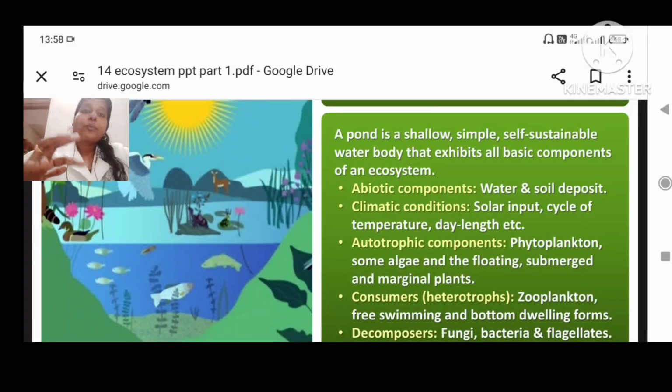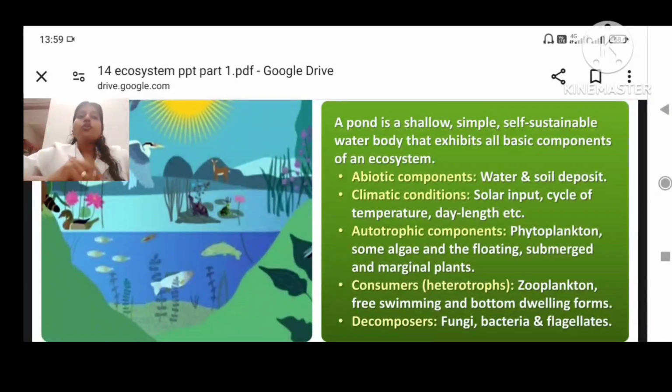Okay, then there is the autotrophic component. What do you mean by autotrophs? You have already learned: the ones who can make their own food, we call them autotrophs, right? So these autotrophic components are one of the components of the pond ecosystem, clear? In autotrophs there may be floating plants, phytoplanktons, or some floating algae. Some plants will be submerged, some plants will be rooted beside the banks, near the banks, marginal plants we call them. So all these plants are forming the autotrophic components.